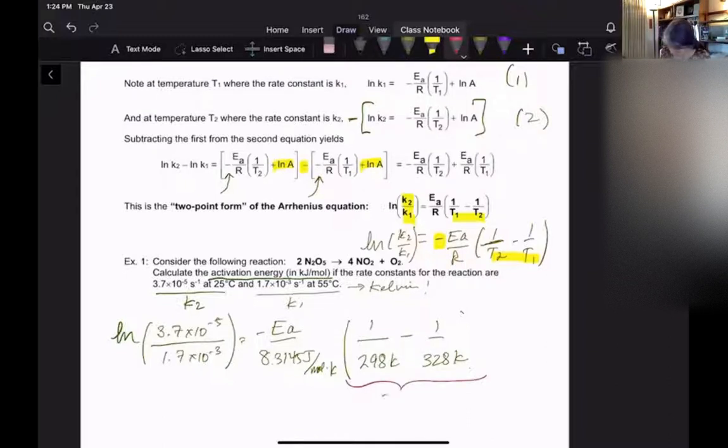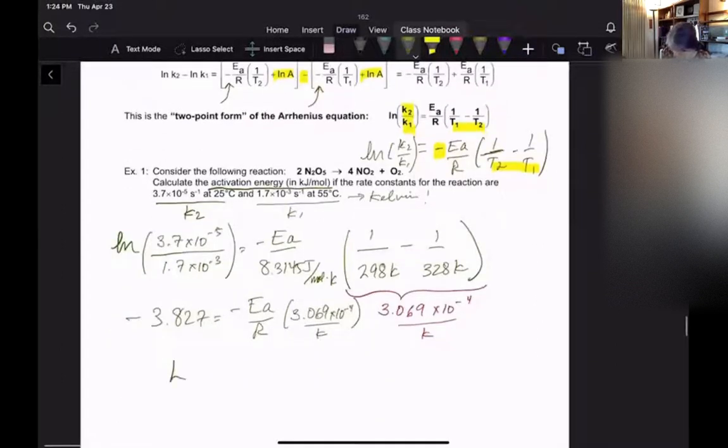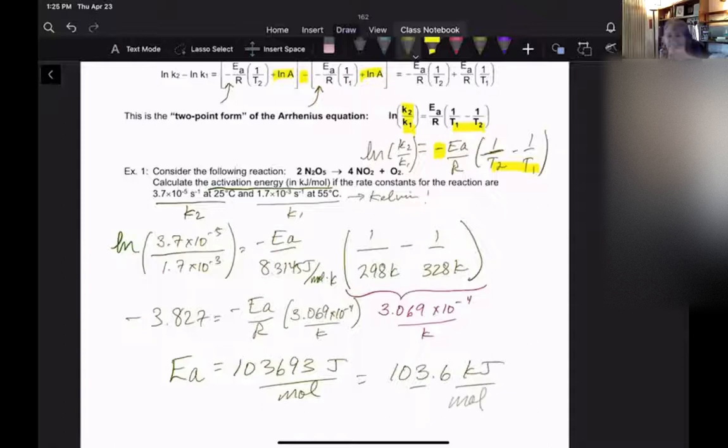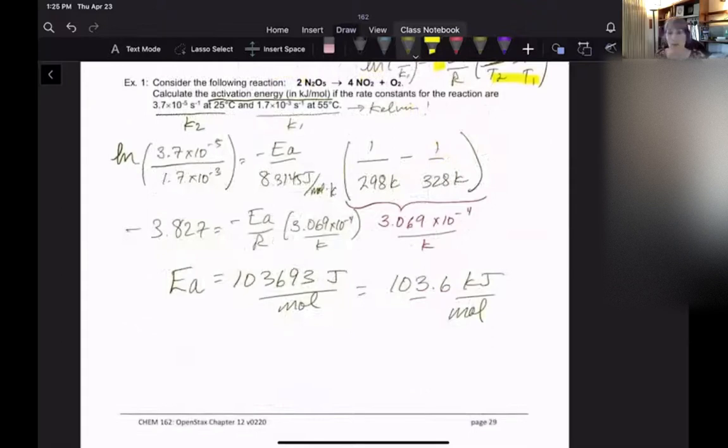Is it 104 kilojoules? Oh, the final answer? Yeah. All right, set on that one.